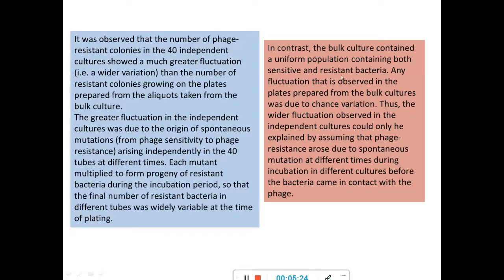Now, at the same time, if you consider the bulk culture, it had a uniform population of both sensitive and resistant bacteria. Any fluctuation observed in the plates from the bulk culture was mainly due to chance variation. The wider fluctuation observed in the independent cultures could only be explained by assuming that phage resistance arose due to spontaneous mutations at different times during the incubation in different cultures, before the bacteria came into contact with the phage.